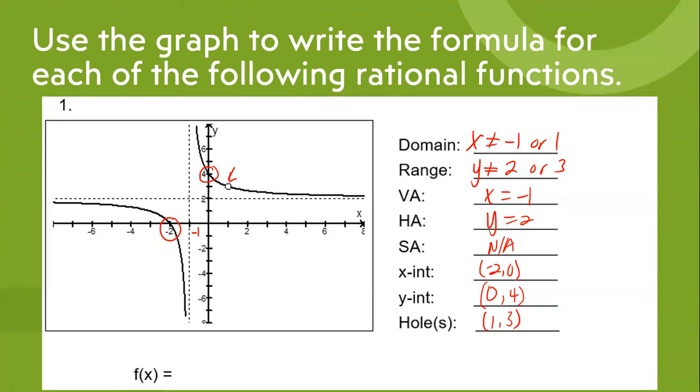The next part is creating your function. And I think for our class, I didn't emphasize this much, but your attributes are part of how you create your function, okay? You're going to have to identify where your hole is, where your asymptotes are, vertical and horizontal, and where your x-intercepts are, all in your function, okay?